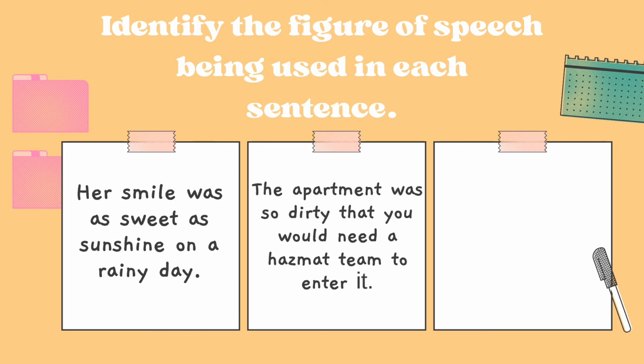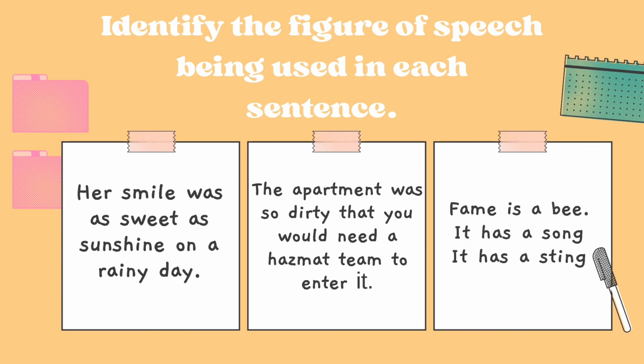Number 2. The apartment was so dirty that you would need a hazmat team to enter it. Which figure of speech was used in this sentence? And lastly, fame is a bee. It has a song, it has a sting. What do you think is the answer here? Alright, for number 1, we have simile. For the second one, it used hyperbole. And for the last one, it used metaphor.